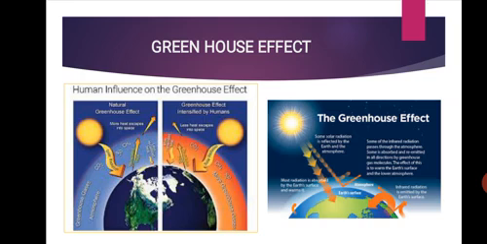A greenhouse is a house made up of glass walls and a glass roof. So what is the greenhouse effect? The greenhouse effect is an effect which is caused by the greenhouse gases. Greenhouse gases are carbon dioxide, oxides of nitrogen and methane. These gases trap the radiation coming from the sun like this. As a result, the temperature of the atmosphere increases.